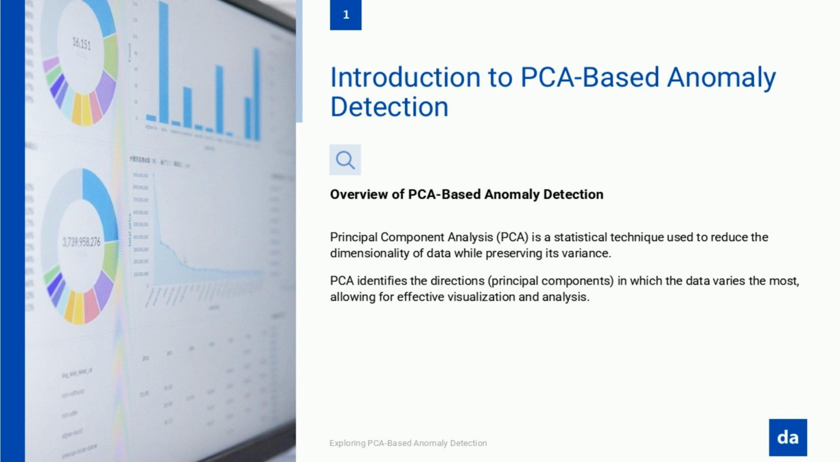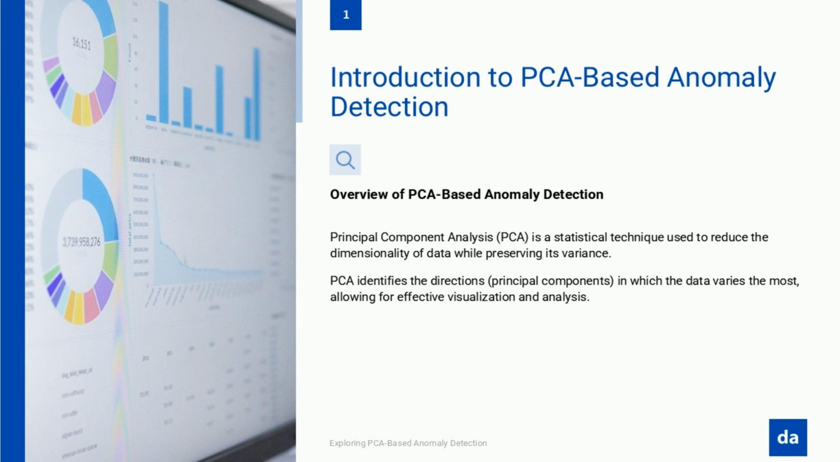PCA is more than just a statistical technique. It's a way to cut through the noise, reduce complexity, and bring hidden patterns to the surface. By transforming high-dimensional data into a more manageable form, PCA helps us focus on what really matters while filtering out irrelevant variations. This ability makes it a powerful tool for anomaly detection, allowing us to identify unusual behavior in datasets with precision and efficiency. But why should you care?